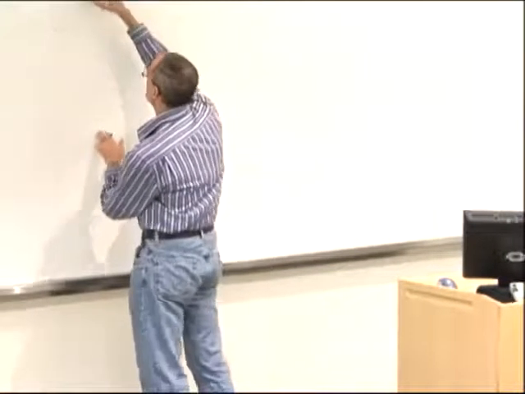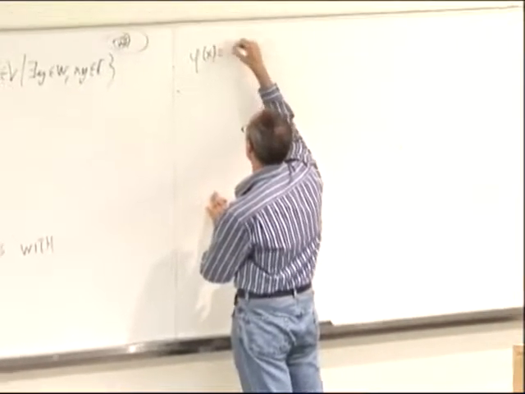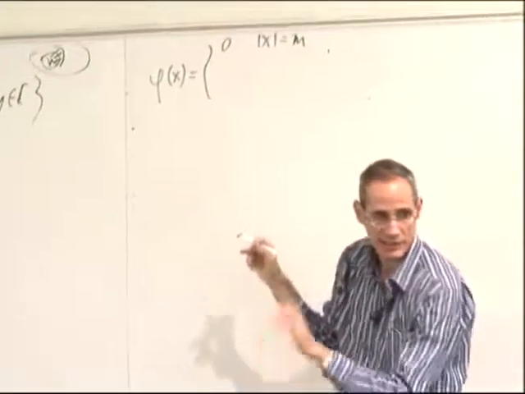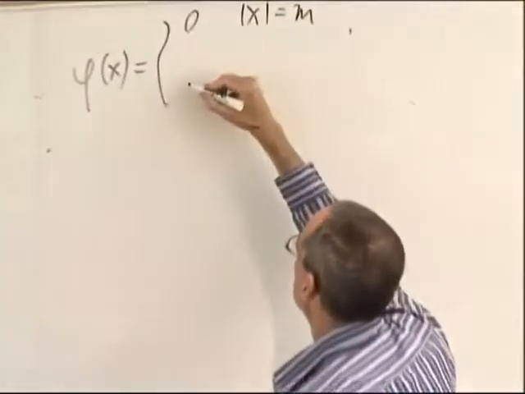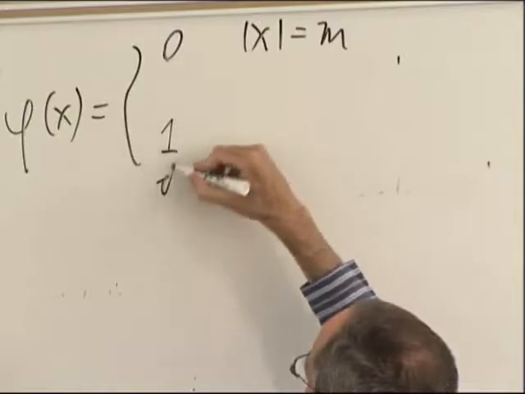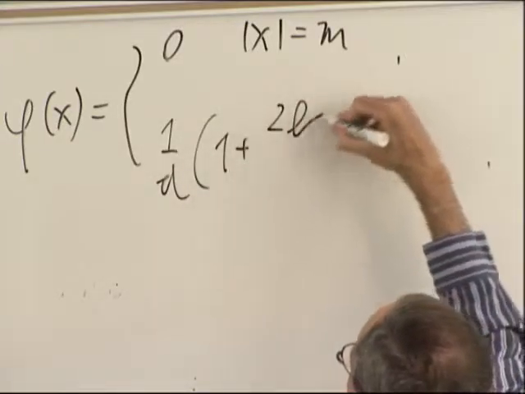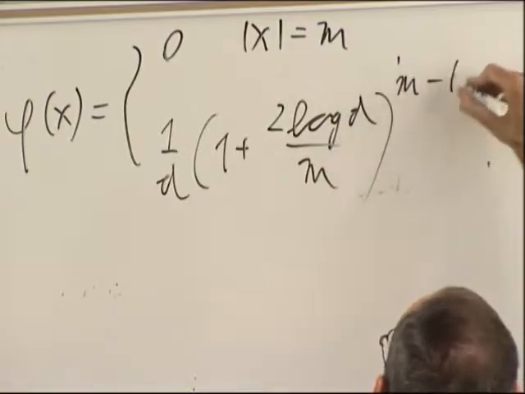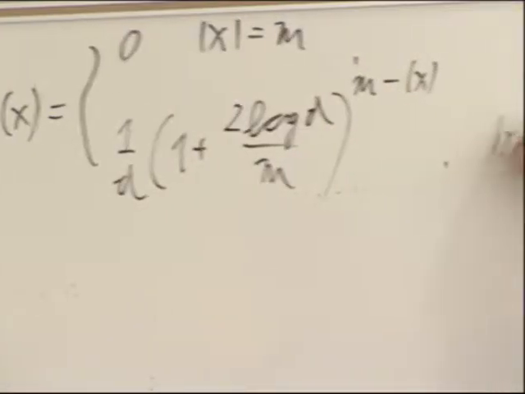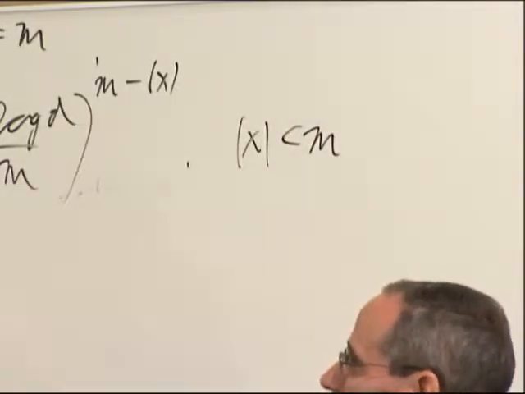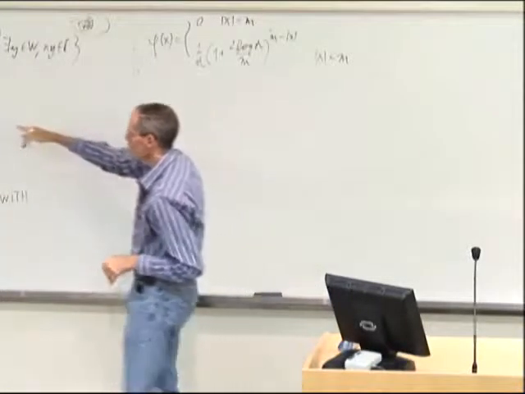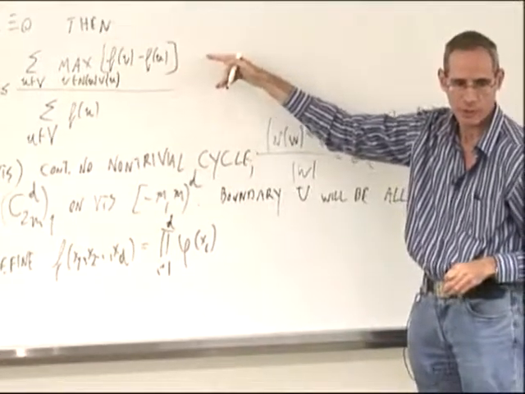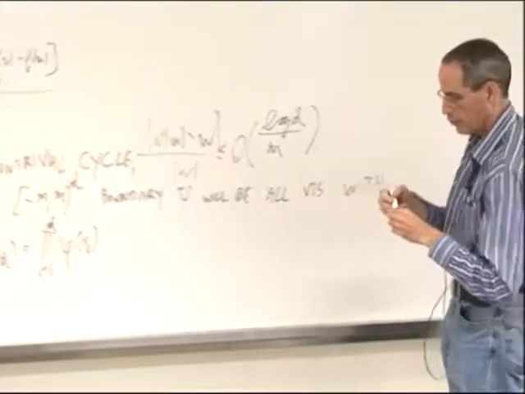So it turns out that a good phi of x will be 0. Well, it has to be 0 if x is plus or minus m, that's the boundary. And otherwise, it can be 1 over d times 1 plus 2 log d over m raised to the power m minus x, in any other case, x less than m. And then we somehow do the computation here. And it's not difficult to see that the ratio will be only log d over m.